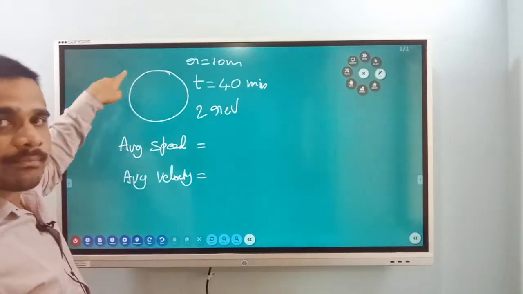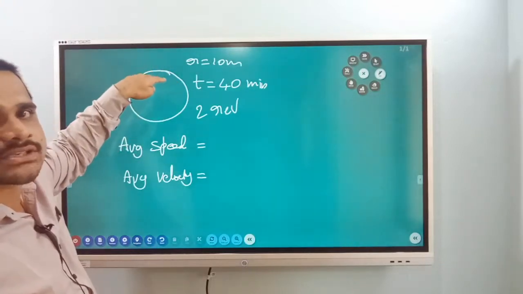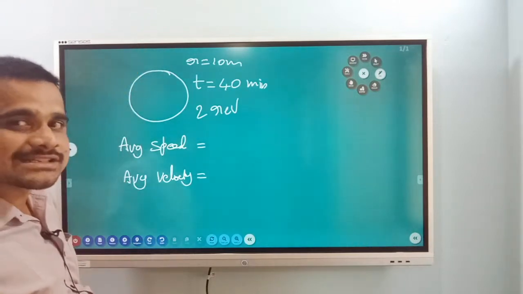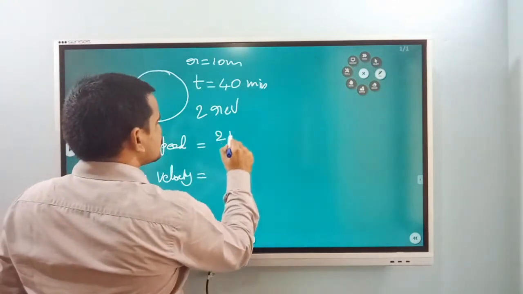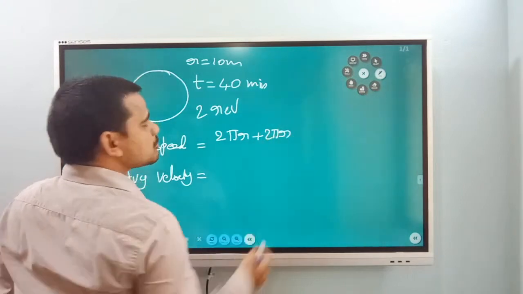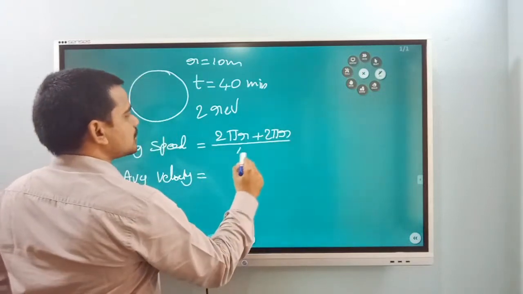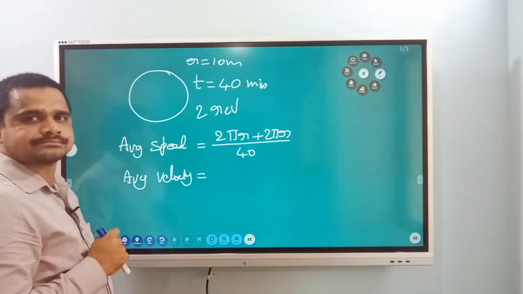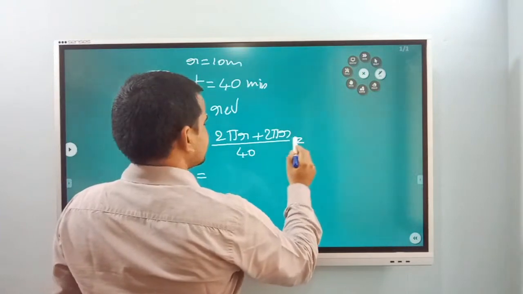So our grandpa started walking. He completed 1 revolution. In 1 revolution, how much will he travel here? 2 pi r. He completed the 2nd revolution also. Then total distance is 2 pi r plus 2 pi r. Total distance we have to add, right? Divided by time. What is the time? 40 minutes. So we can simplify here.